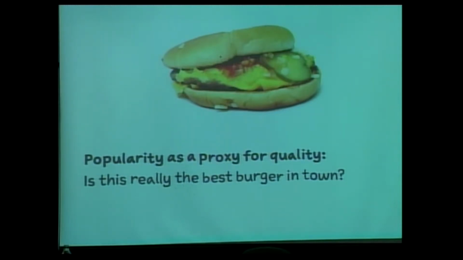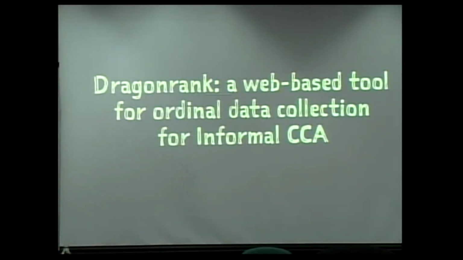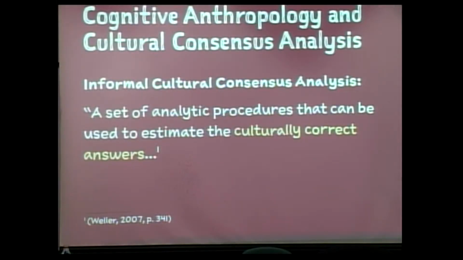We have a sense that there are answers to that, that if there's enough agreement about them, we can treat them as if they're externally verifiable truths. We can come up with culturally correct answers. And that's the goal of tools like Dragonrank. This idea of collecting, measuring and analyzing the agreement among respondents to determine what the culturally correct answer is all comes from a field called cognitive anthropology.